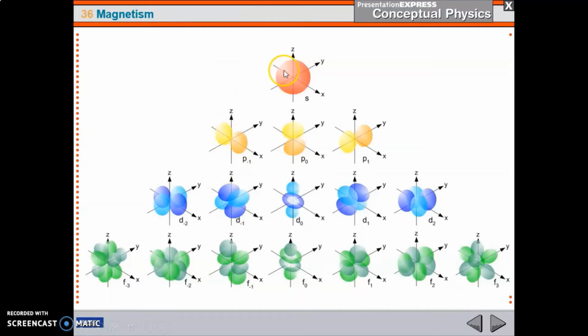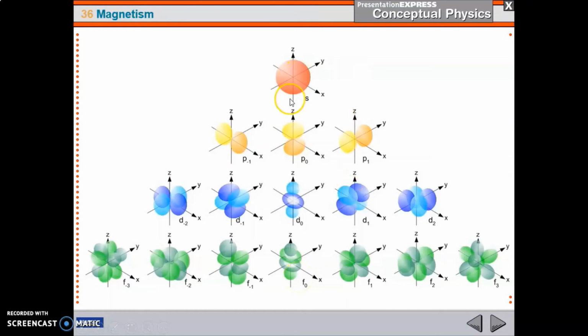And then the S shell is a sphere, the P shell is a pair of lobes. The D shell had 4 lobes, sometimes 2 of them made a ring. And then the F shell had 6 lobes, and they could make all kinds of different patterns. I'm not saying you have to know this, I'm just saying, does this ring a bell from chemistry? So that's where you had the S, P, D, and F shells.